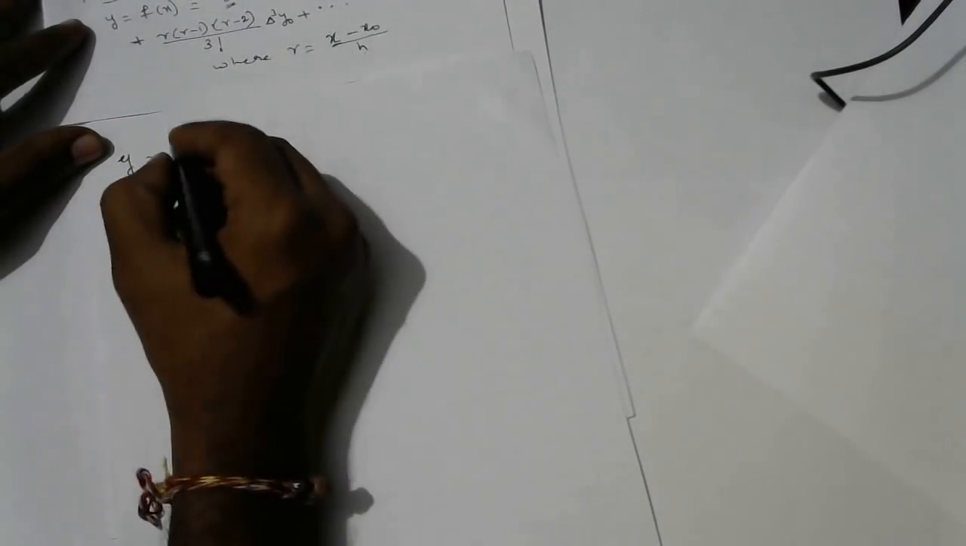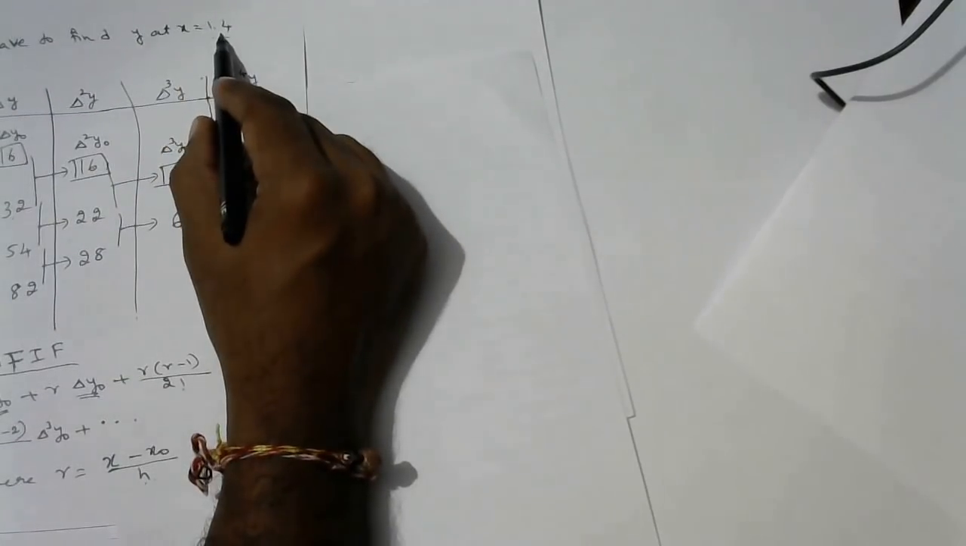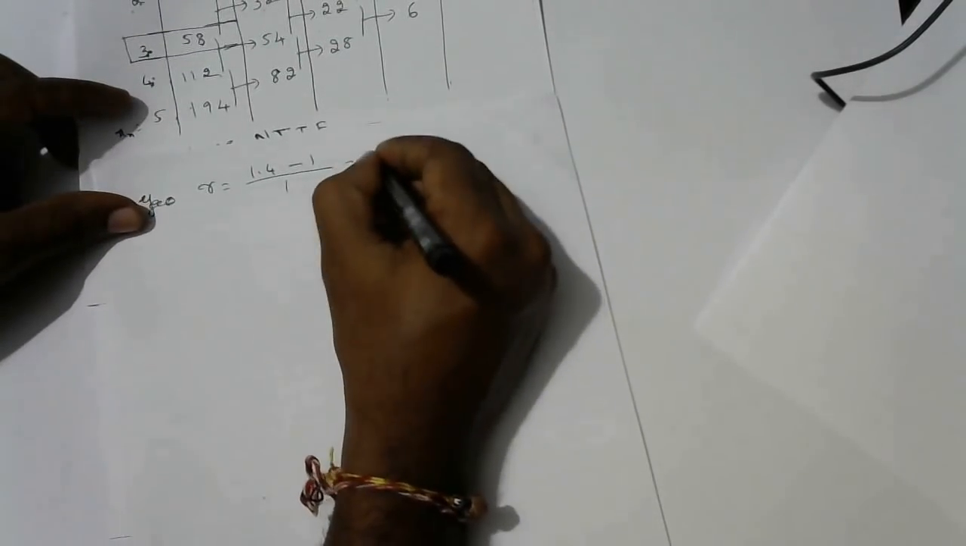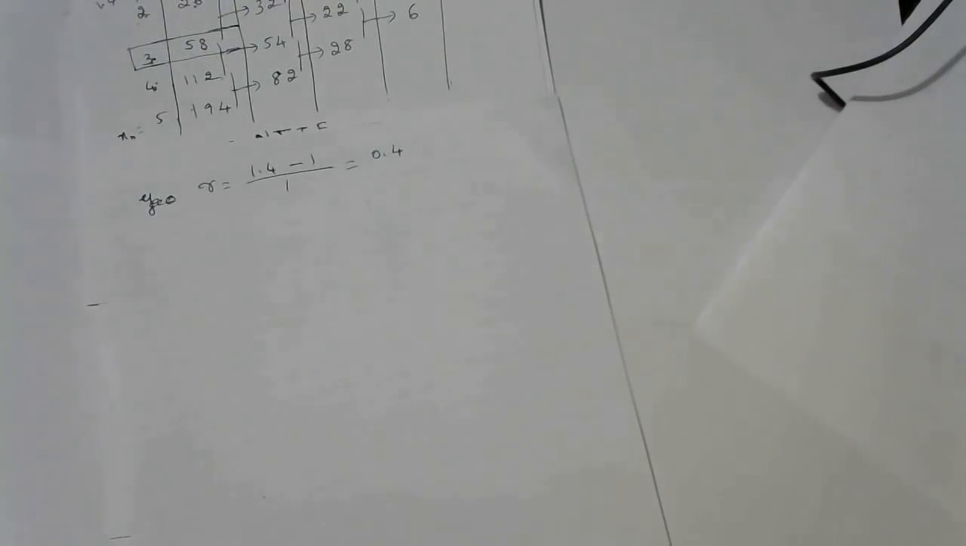So first you have to find out the r value. r equals x minus x naught divided by h. Here x is equal to 1.4, as given, so 1.4 minus x naught value, which is 1, divided by h. h means the equidistant difference, so the x value difference is 1. So what do you get here? r equals 0.4.